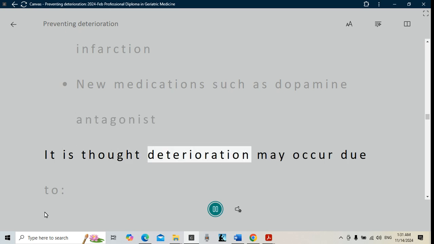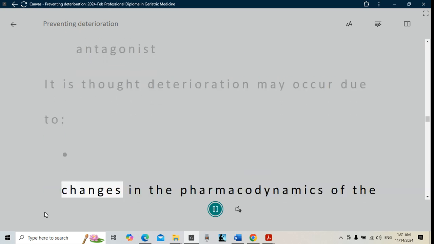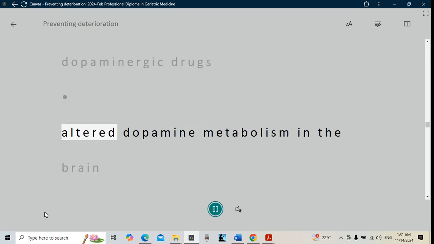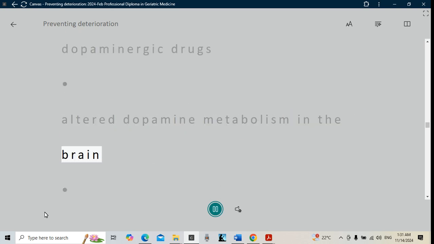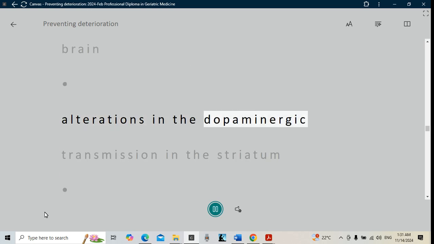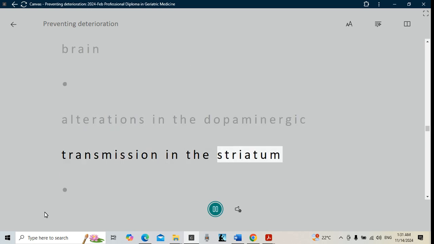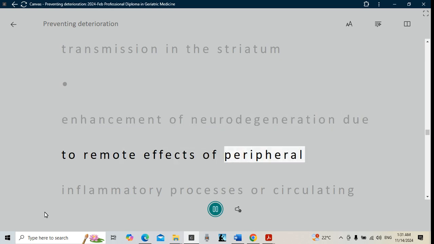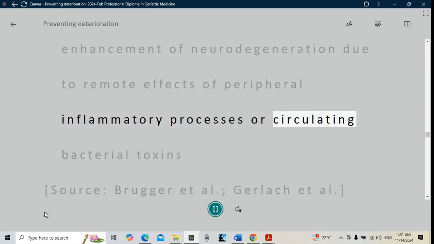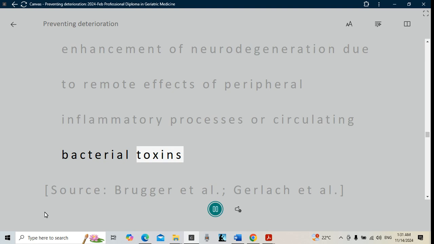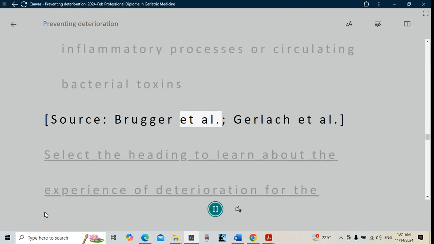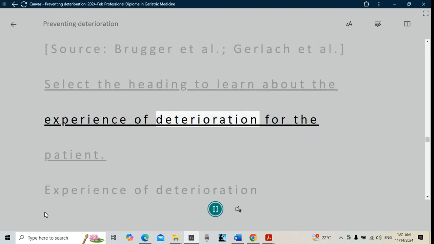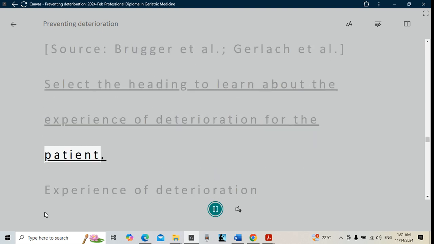It is thought deterioration may occur due to changes in the pharmacodynamics of the dopaminergic drugs, altered dopamine metabolism in the brain, alterations in the dopaminergic transmission in the striatum, enhancement of neurodegeneration due to remote effects of peripheral inflammatory processes or circulating bacterial toxins. Source: Brugger et al., Gerlach et al. Select the heading to learn about the experience of deterioration for the patient.